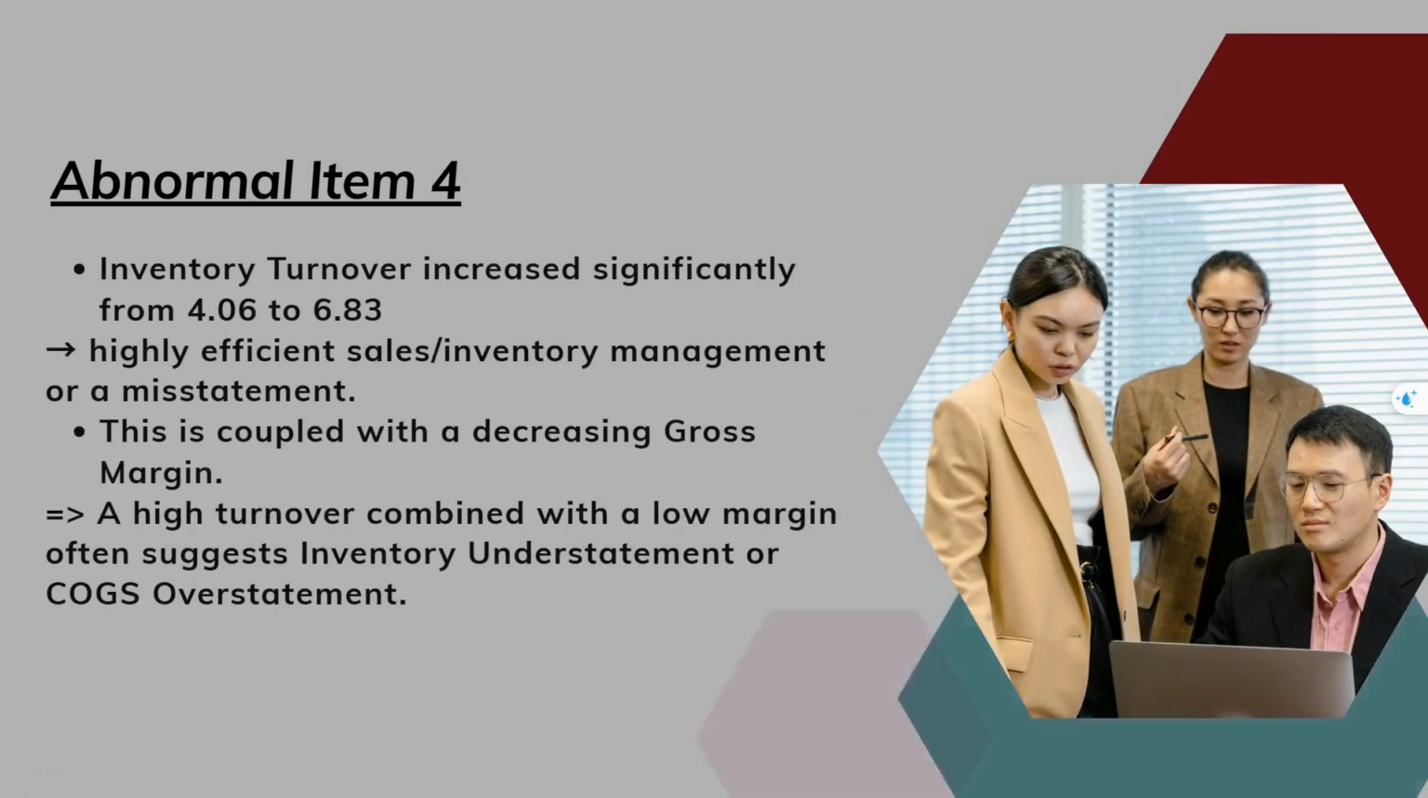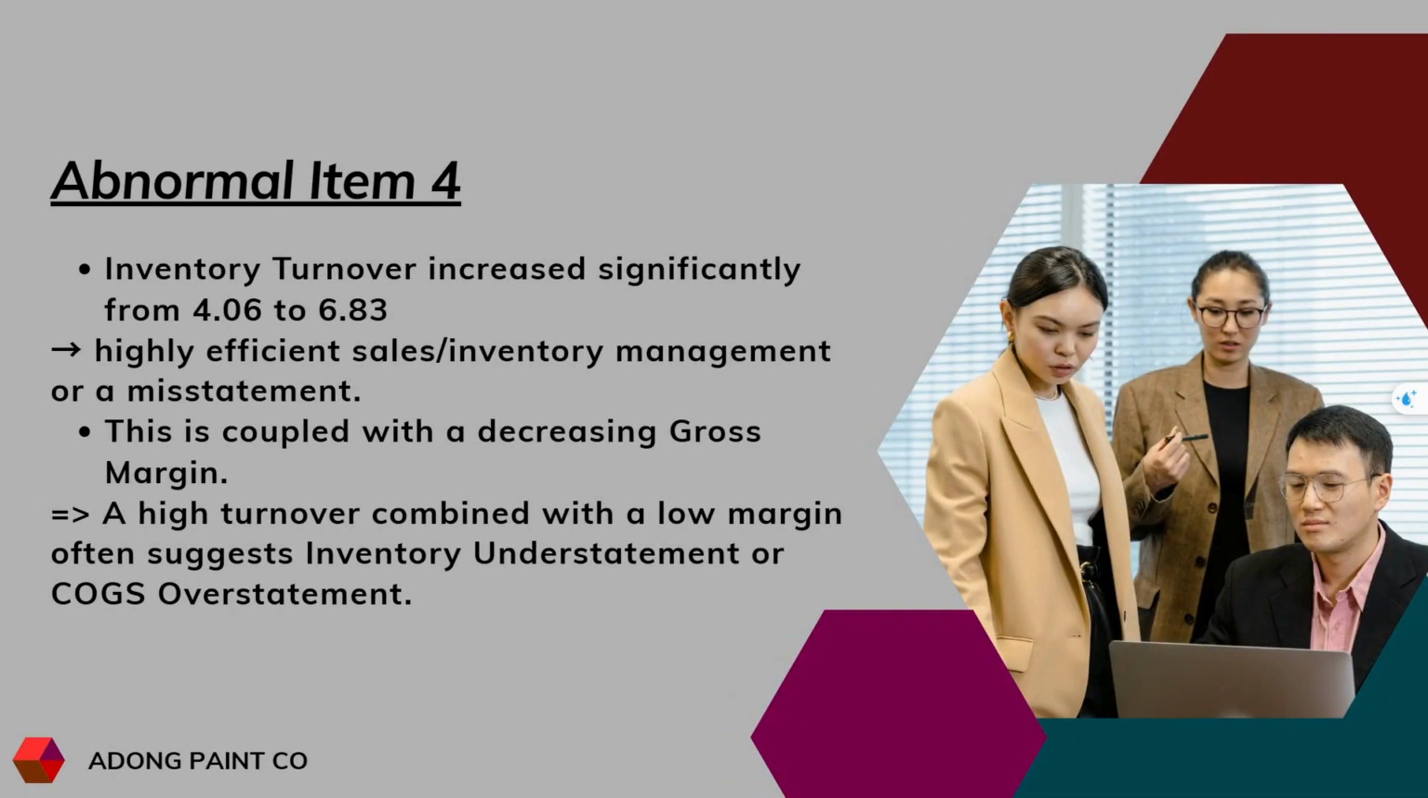To abnormal item 4. It's about the sharp increase in inventory turnover. In the sheet, inventory turnover increased significantly from 4.06 to 6.83. This usually indicates one of two situations. The first, the company is selling well or managing inventory more efficiently. Or the second situation, there are errors in inventory recording.